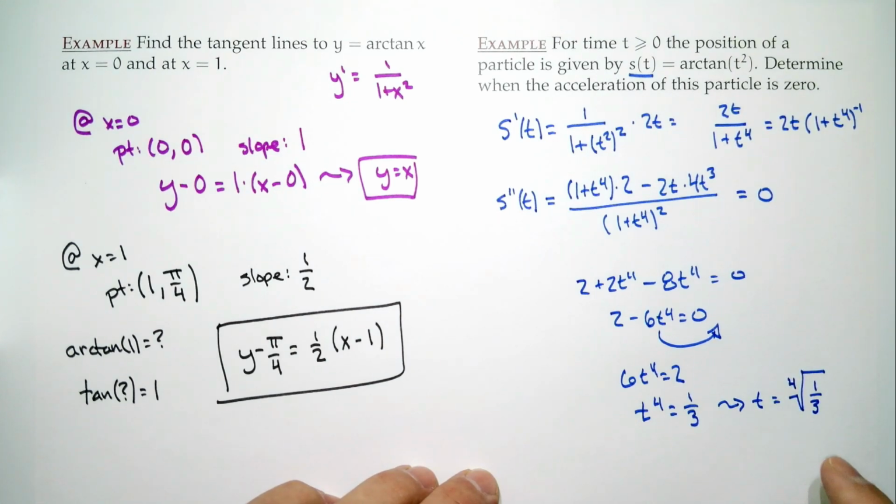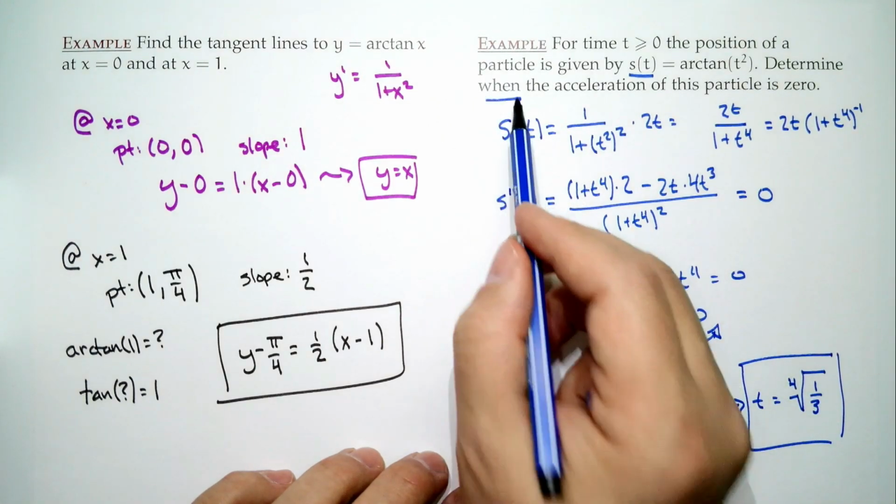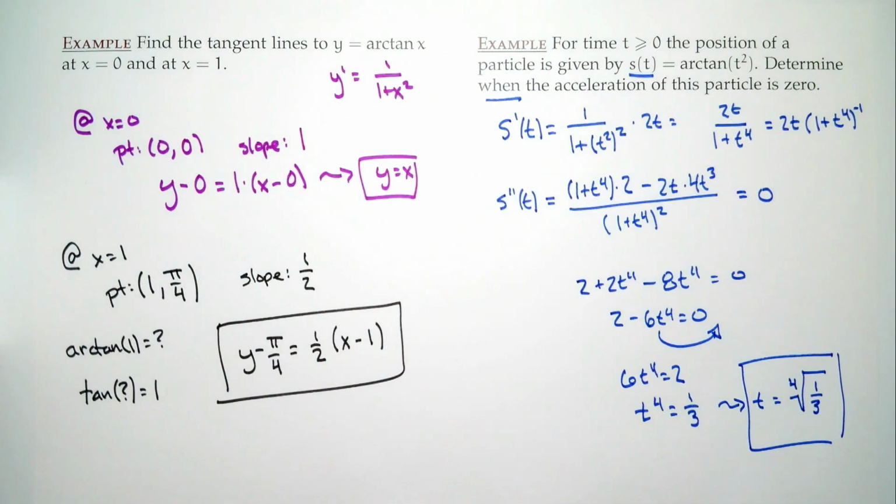Now, is that our answer? You're so used to me asking the question and you say, no, but it is our answer. Because what were we looking for? We were looking for a when. So if we're looking for a when, that's our input. For what input do we get an acceleration of 0? The answer is when we choose t equal to the 4th root of a third. Okay, good. All right, well, that's arctangent.